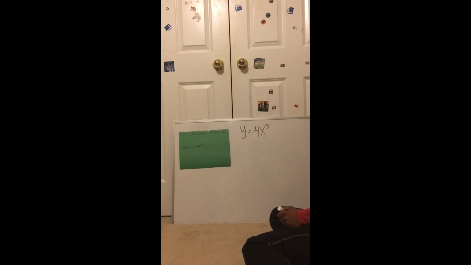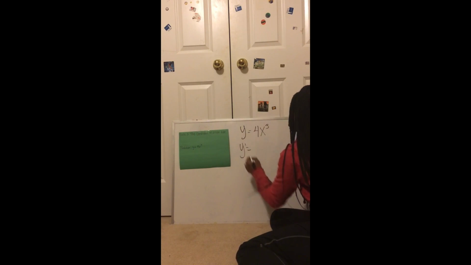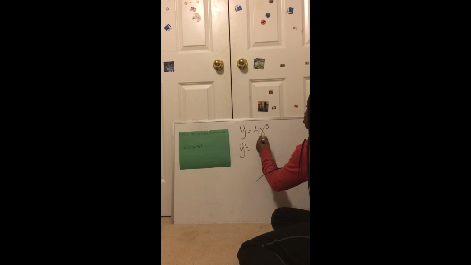So here we have rule 3, which is the constant multiple rule. For these types of problems, all you do to find the derivative is multiply the exponent by the coefficient, which is 3 times 4, 12, and reduce the exponent by 1, which is 2. 12x squared is the answer.